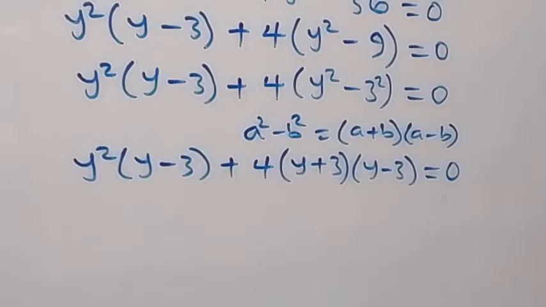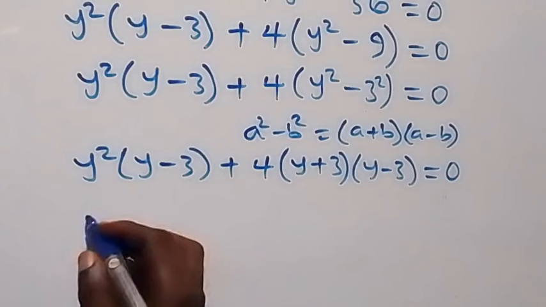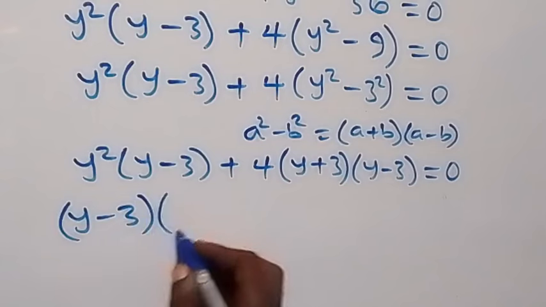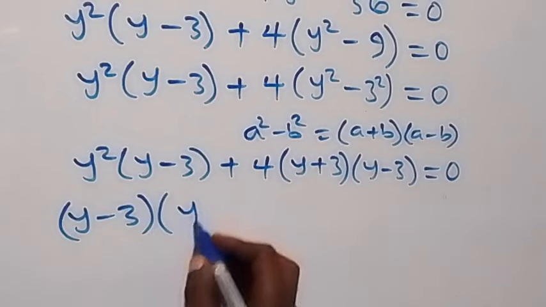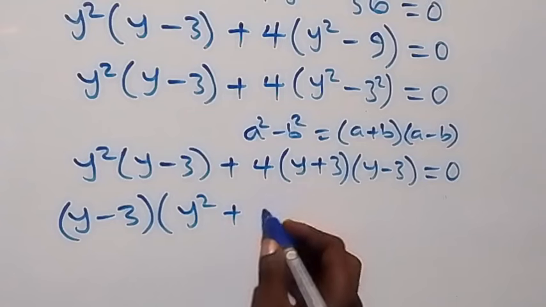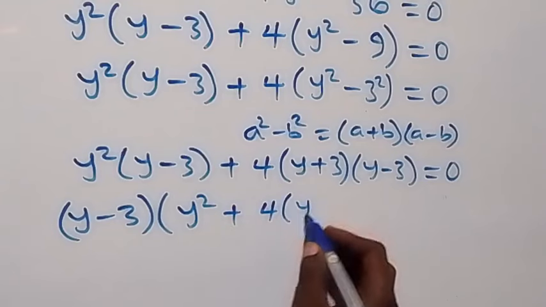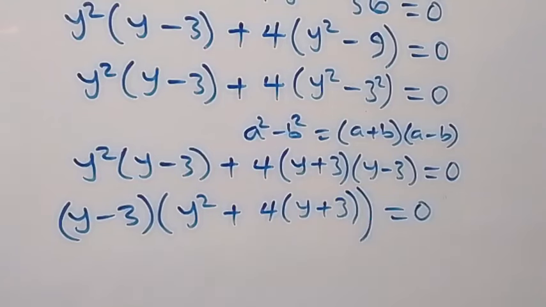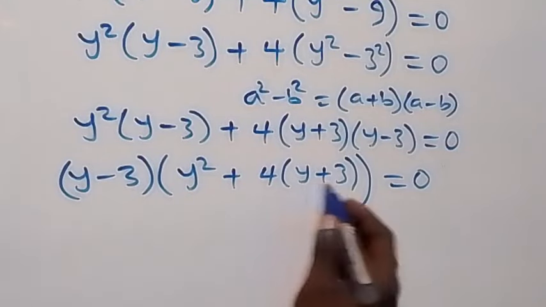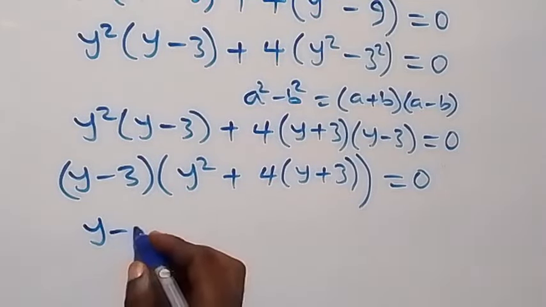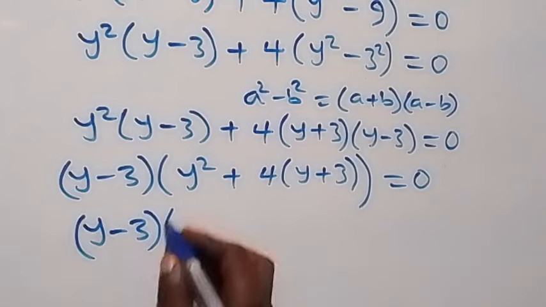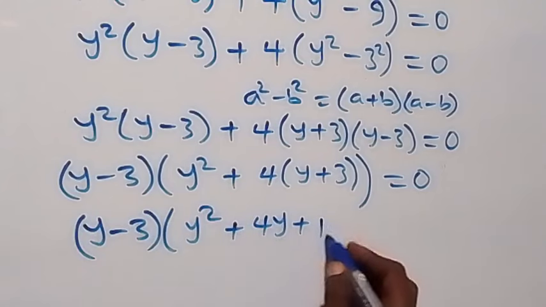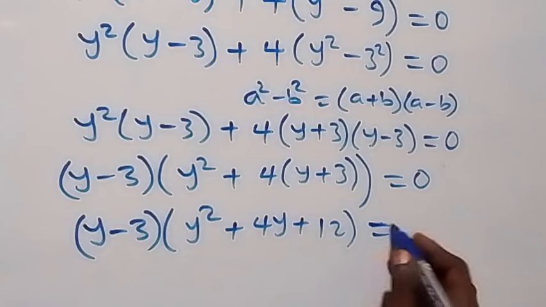Now, here we have y minus 3 common. So we factor that out. So y minus 3 out, then into bracket, what is left here? We have y squared. Then plus, what is left here? We have 4 into y plus 3. Then close bracket, which equals 0. Then also, open this bracket here, we have y minus 3 into bracket y squared plus 4y plus 12 now equals to 0.